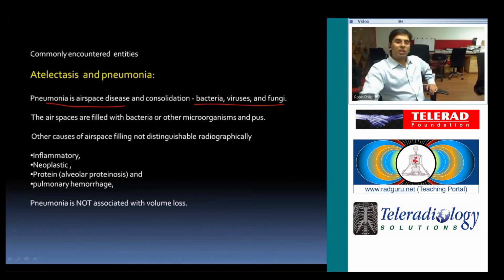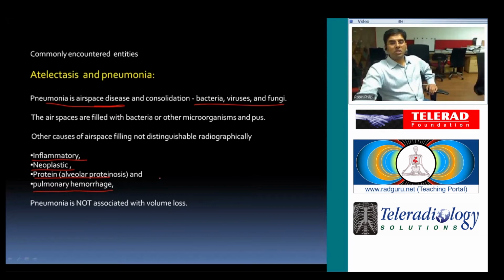And the other, this you cannot differentiate. Say suppose you find an ill-defined opacity or air space opacity in the lung. It could be because of a pneumonia, or it can be because of neoplastic process, or even pulmonary hemorrhage, and it may look like inflammatory process. Sarcoidosis can look like that. Even alveolar proteinosis, they all look the same on the radiograph. So you got to be very careful. Hence the description is very important. You have to make your findings where the opacities are located, based on that, and then you have to correlate with the clinical findings, and then you have to make a diagnosis.